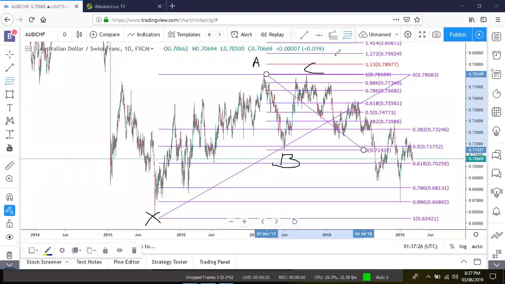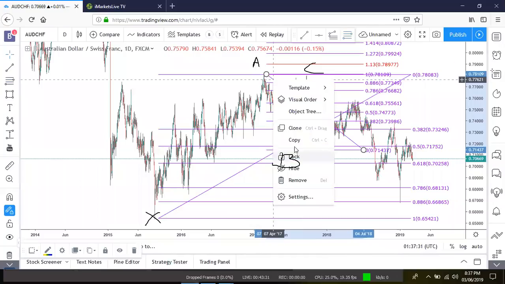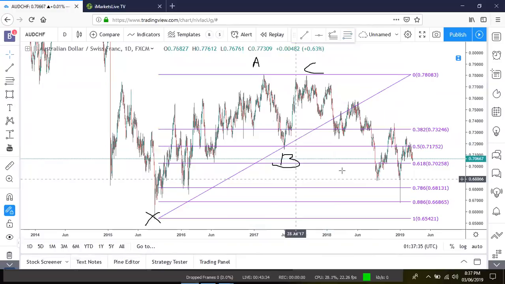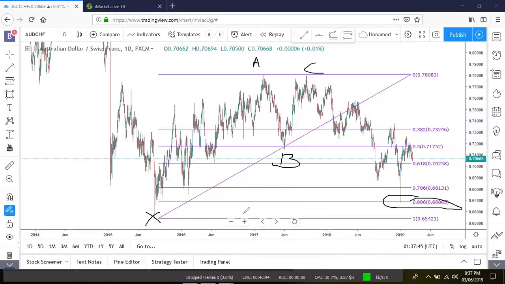Who can tell me the entry point for the bat pattern? What's that entry point? 88.6. Is it safe to say price came down and hit that 88.6 and then took off and grabbed our orders?